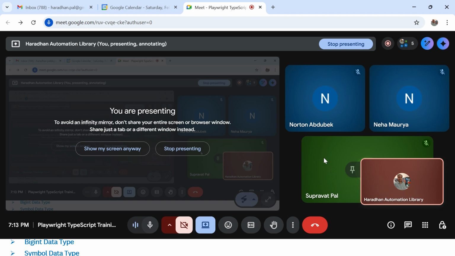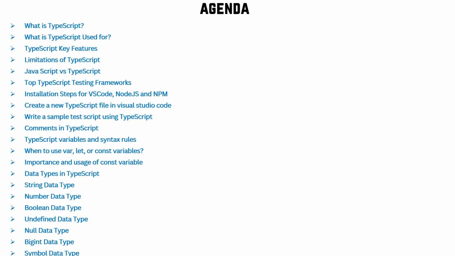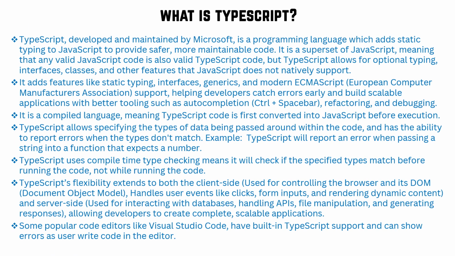Okay, so let's start with what TypeScript is all about. There are a lot of programming languages available in the world. It started with C, C++, Java, C Sharp, Python, JavaScript, and nowadays TypeScript is very popular. So what is TypeScript? TypeScript is primarily developed and maintained by Microsoft. It's a very important programming language which adds static typing to JavaScript to provide safer, more maintainable code.